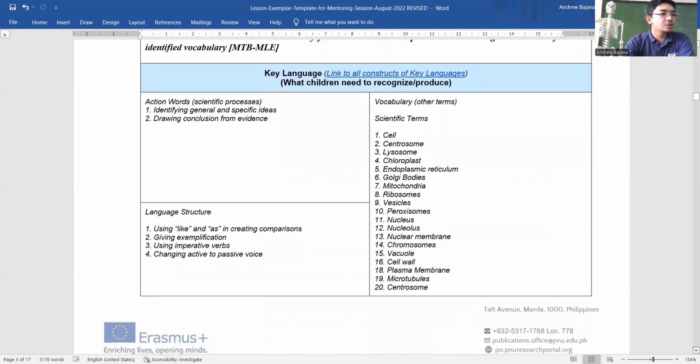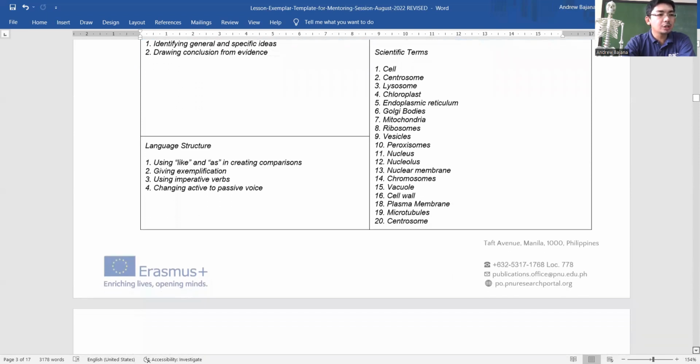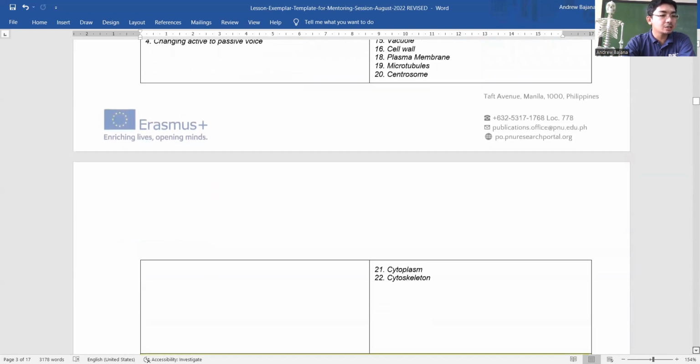For the key language, action words: identifying general and specific ideas, and drawing conclusions from evidence. Language structure: using like and as, giving exemplification, using imperative verbs, changing active to passive voice. For the vocabulary, scientific terms, these are the organelles or the parts of the cells that will be remembered, or that students will master for this lesson. Dahil po yung mga scientific terms ay in-include ko po siya sa ating lesson plan.